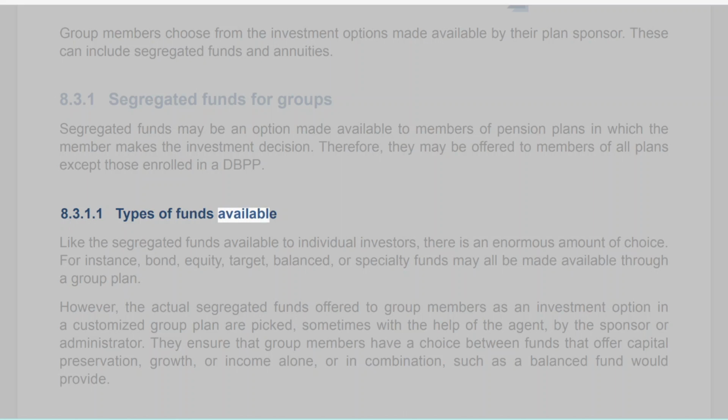8.3.1.1 Types of funds available. Like the segregated funds available to individual investors, there is an enormous amount of choice. For instance, bond, equity, target, balanced, or specialty funds may all be made available through a group plan. However, the actual segregated funds offered to group members as an investment option in a customized group plan are picked, sometimes with the help of the agent, by the sponsor or administrator. They ensure that group members have a choice between funds that offer capital preservation, growth, or income alone, or in combination, such as a balanced fund would provide.